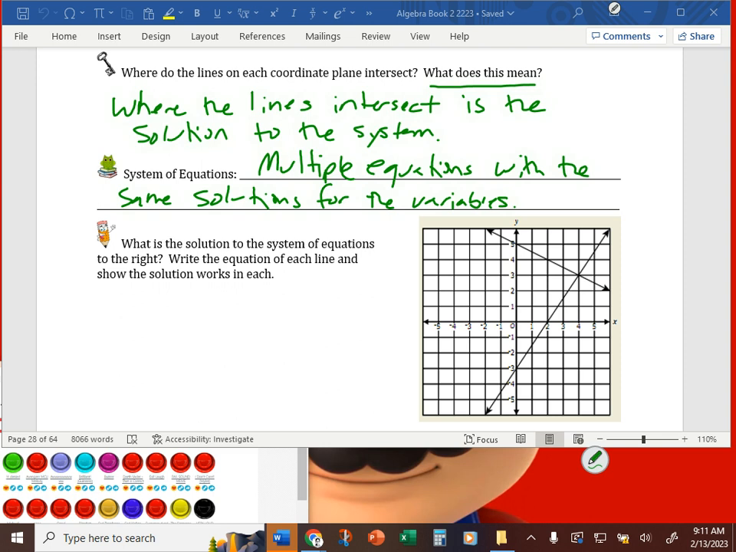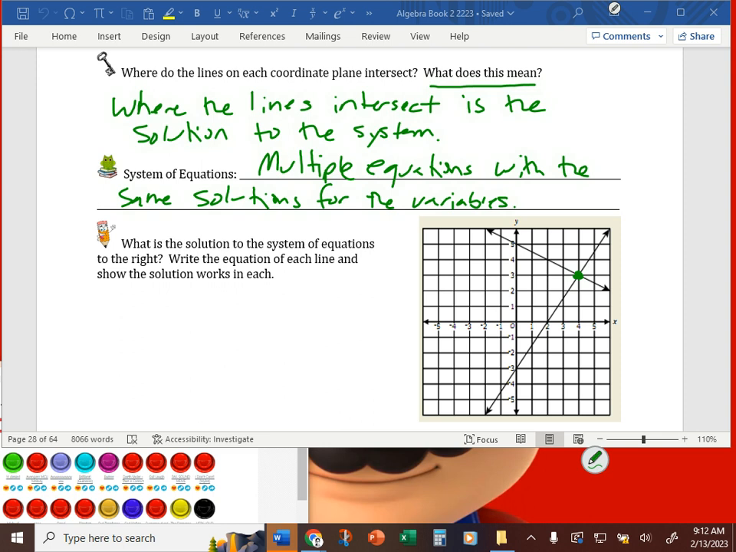What is the solution to the system of equations to the right? We'll start with that. 2 equations have been graphed. What is our solution? Hand in the air, please. Paul. 4, 3. How'd you get that, Paul? Because they intersect at 4, 3. Where they intersect, right?